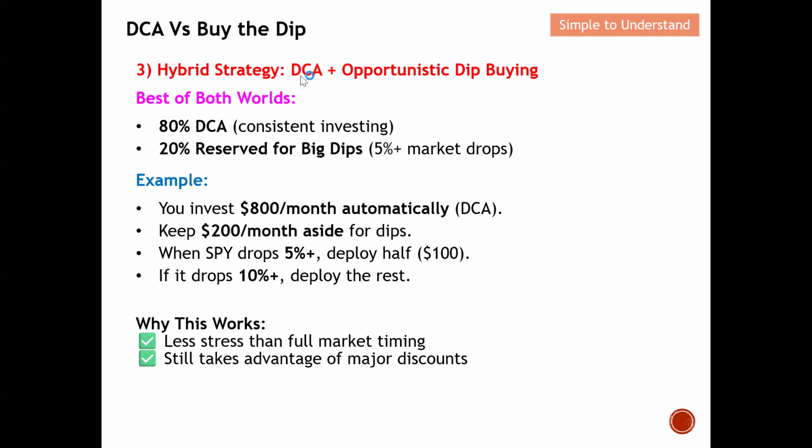Basically, a combination of DCA plus the dip buying. So basically, this will be the best of both worlds, as I mentioned early on. As I mentioned in my previous video discussion, I will not go all in on DCA. I probably will go only 80% into the DCA.